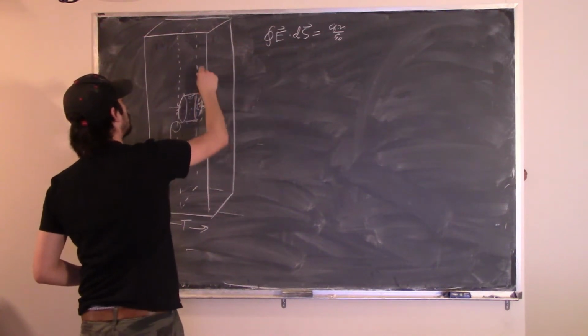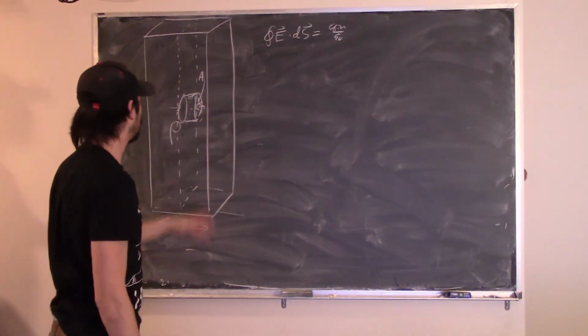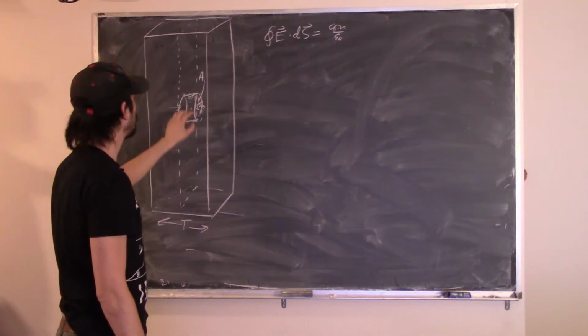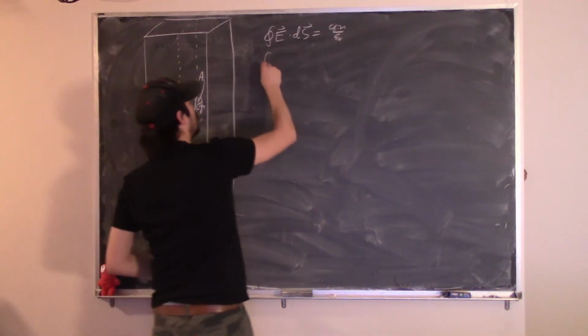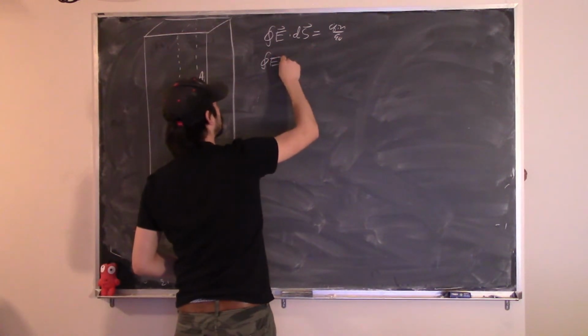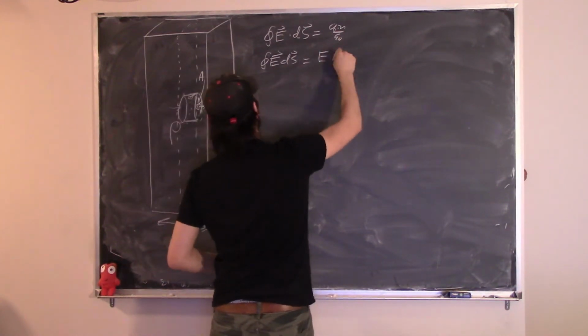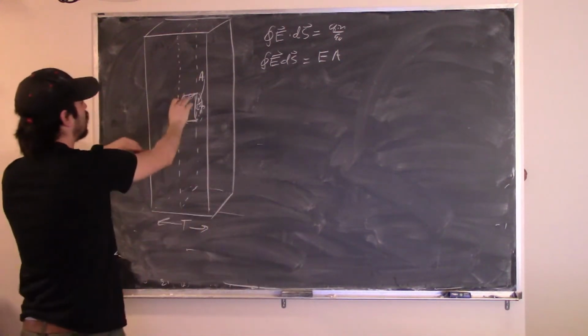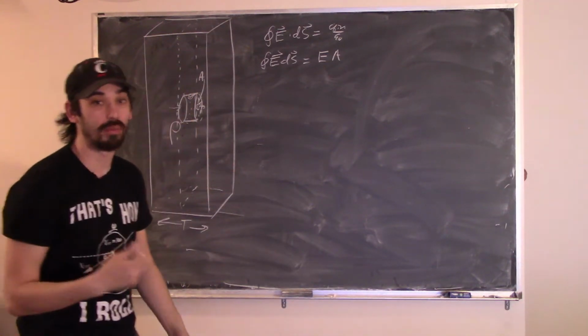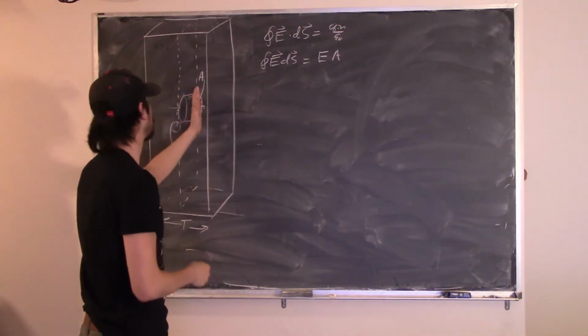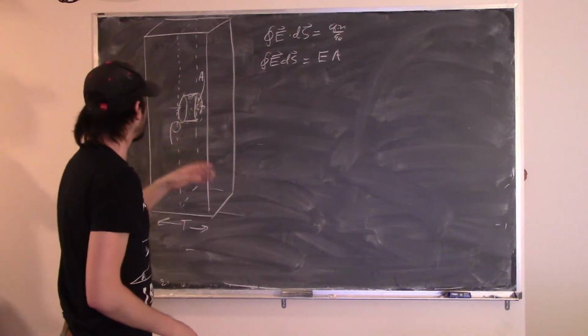So what that allows me to do is to say if this has some surface area of A on the right face, then this integral of E dot ds is just going to be E times A. The flux out of the sides is zero because of the dot product. We only have the flux through this one.